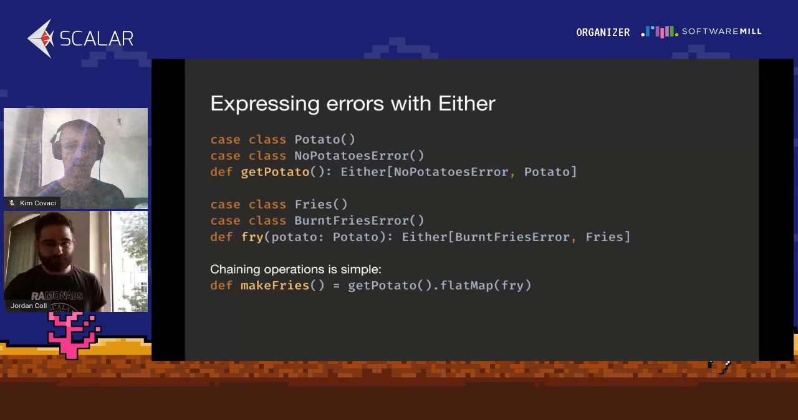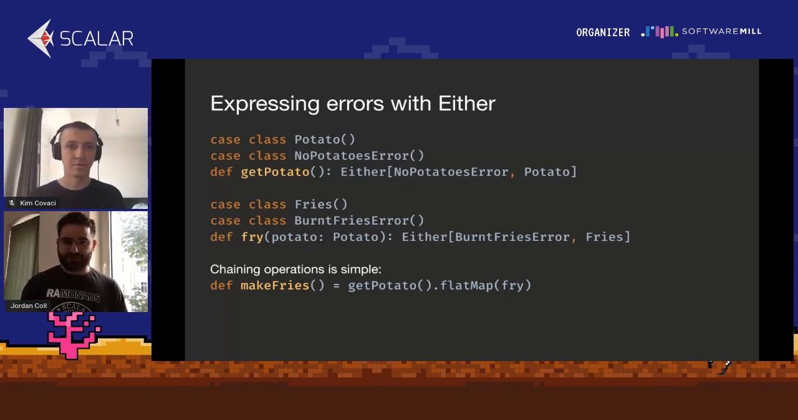Let's look at this example. We have a getPotato method that can either result in a potato or a no potatoes error in case we run out of potatoes. We also have a fry method that takes a potato and can either return fries or a burnt fries error. This is a pretty common pattern, using Eithers to represent possible outcomes, where errors go on the left and success values go on the right. This communicates the domain well, since operations specify precisely the errors that might occur during the execution.